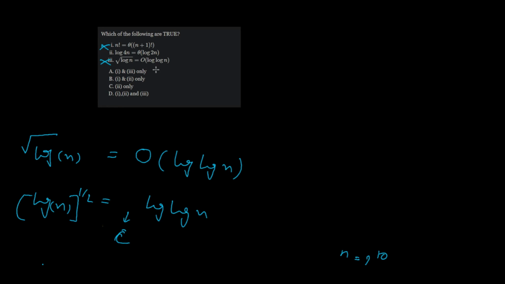Now look at the options. We don't have first only, we don't have third only, we don't have first and third. So these are gone. We have option C only, which is second only. Let's look at why the second is right.